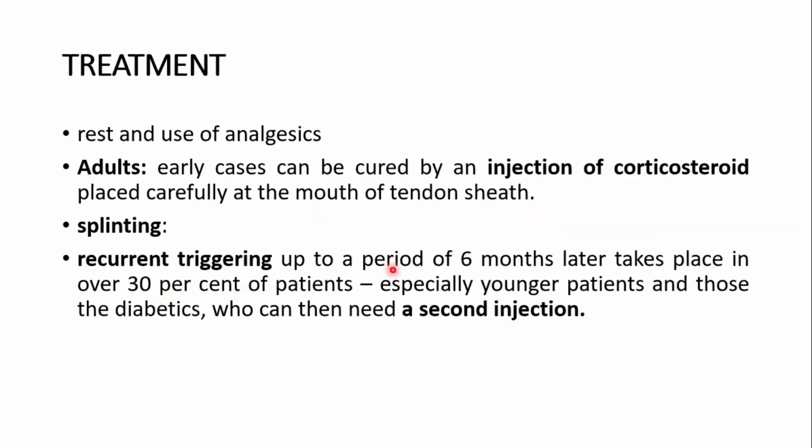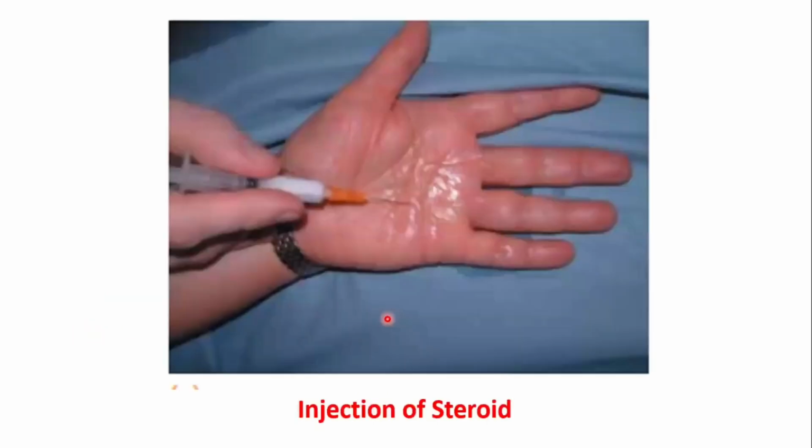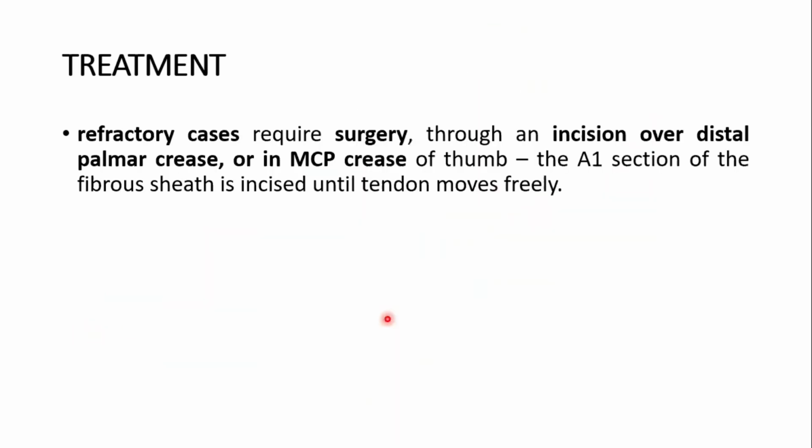Recurrent triggering up to a period of 6 months later takes place in over 30% of patients, especially younger patients and those with diabetes, who can then need a second injection. Treatment in refractory cases requires surgery through an incision over the distal palmar crease, or in the metacarpophalangeal crease of the thumb. The A1 section of the fibrous sheath is incised until the tendon moves freely.